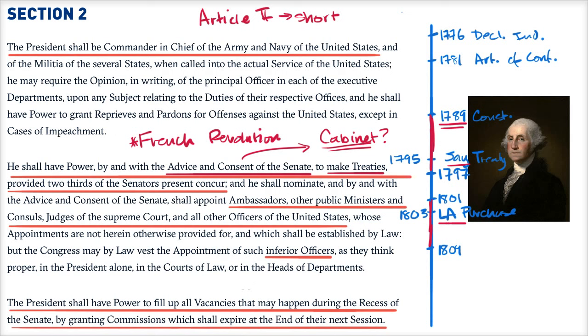Again, we know from the musical Hamilton, Hamilton and Jefferson disagree about the constitutionality of the Bank of the United States. They both give their opinions. Washington listens to both, and he sides with Hamilton over Jefferson and decides to bless the constitutionality of the bank. He got that from his cabinet and not from Congress.